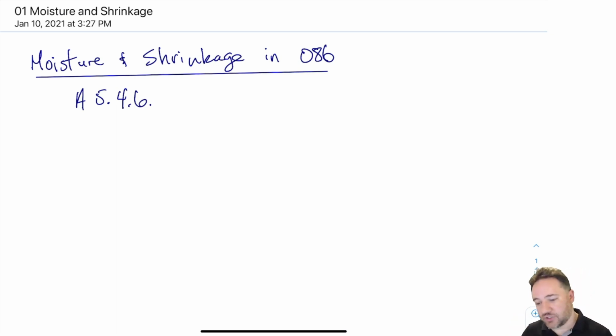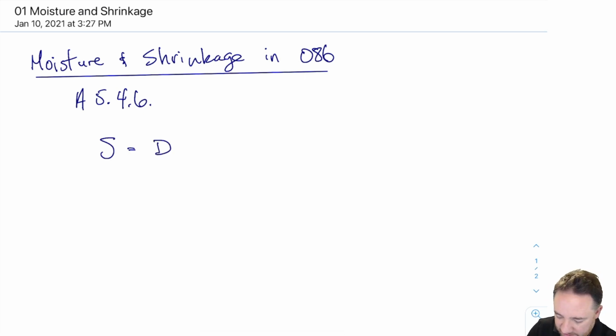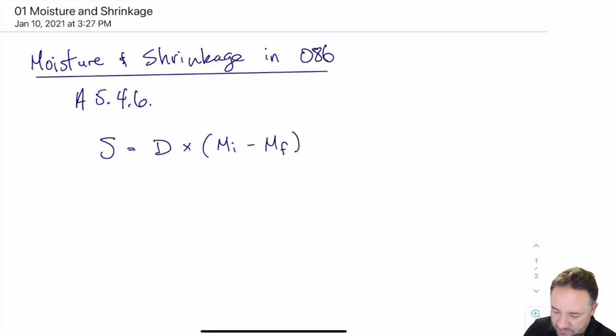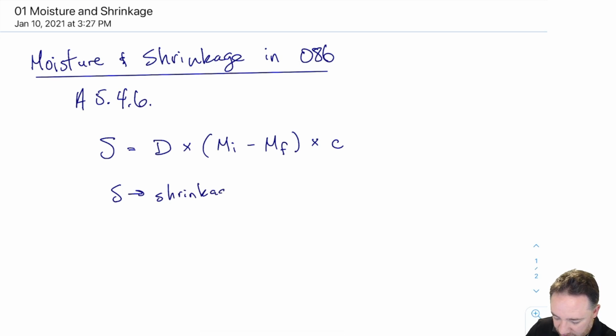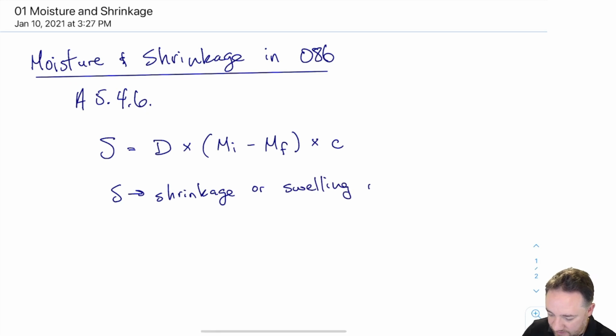But in order to calculate wood shrinkage, we use this very simple equation. S, which is the amount of shrinkage, is equal to D times (Mi minus Mf), which is the change in moisture content, multiplied by C. S is the shrinkage or swelling, depending on if you have an increase in moisture content, which will cause swelling, or a decrease in moisture content, which will cause shrinkage, in the dimension being considered.